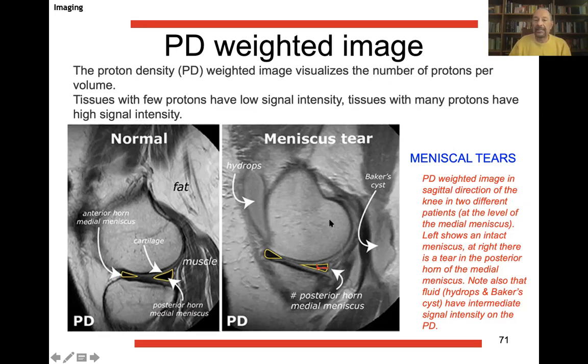This is an example, for example, of the meniscal tears. The PD weighted image in sagittal direction of the knee in two different patients at the level of the medial meniscus in the knee. Left shows an intact meniscus. At right, there is a tear in the posterior horn of the medial meniscus, and you can also see the fluid, the hydrops and Baker cyst that have intermediate signal intensity on the PD here.